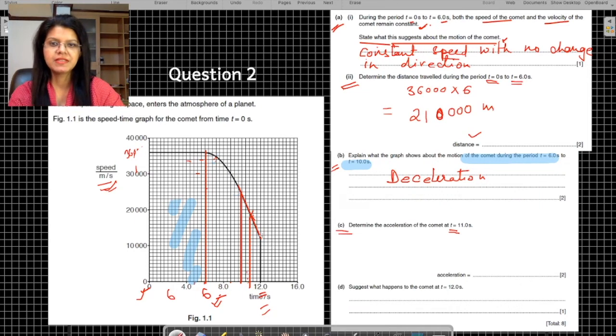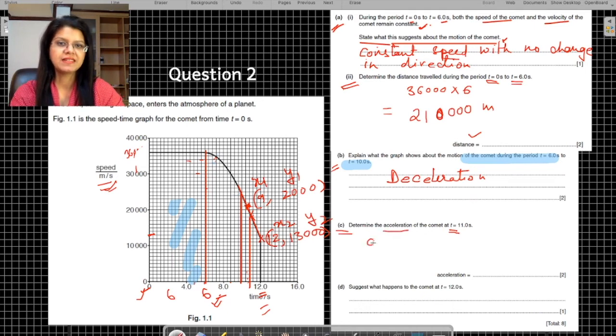Take two points and write down the coordinates. So this is 12 and say 13,000. Sorry. Take one other point, this one, somewhat like 9 and 20,000. Here you can take one of them as x1, y1, the other one as x2, y2.